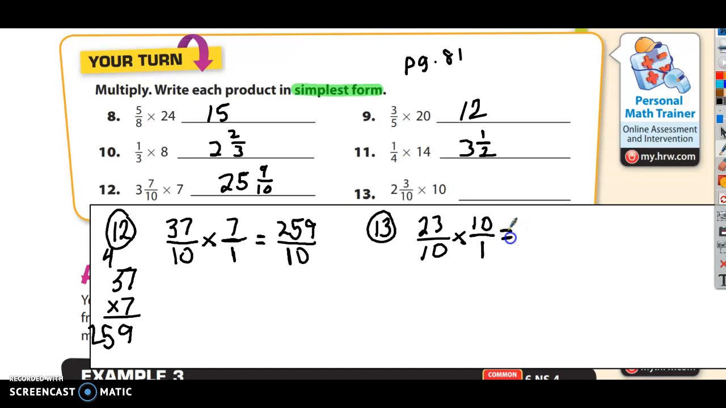Now I could do 10 times 23 and 10 times 1, but I can also just simplify the 10s. 10 and 10 share a factor of 10, so I can simplify those to 1. And I'll have 23 times 1 over 1 times 1. 23 over 1 is the same as 23. Now I know this gets complicated and you'll get some more instruction on that later. But you at least got an introduction on how to multiply mixed numbers and whole numbers.